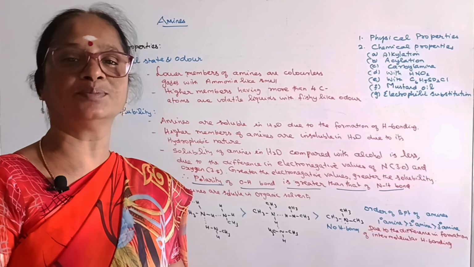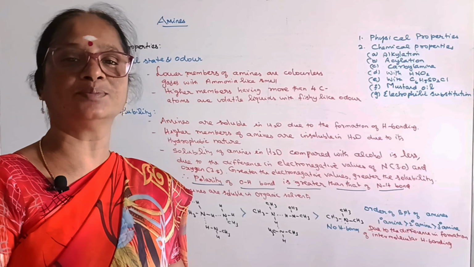When we discuss the solubility of amines, the lower amines are highly soluble in water. This is due to the formation of hydrogen bonding. How does it form hydrogen bond? Because water has an H-O-H structure and amine has an N-H bond. So there is the formation of hydrogen bond between the oxygen atom of water and the hydrogen atom of amine, and hence the amines become soluble in water. But the higher members of amines are insoluble in water because of the hydrophobic nature of the alkyl group.